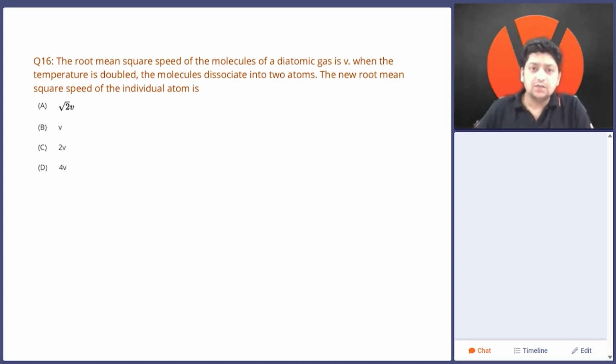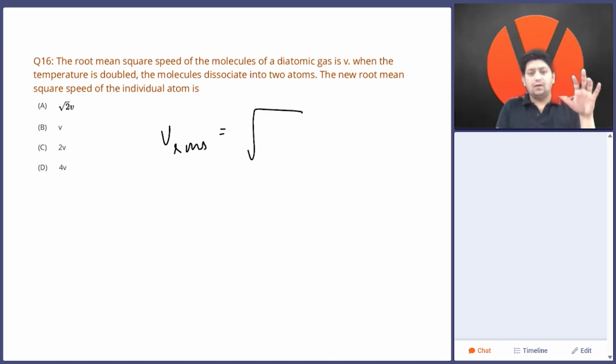The root mean square speed of molecules of a diatomic gas is V. So RMS velocity is given as V. When the temperature is doubled, the molecules dissociate into two atoms. The new root mean square speed of the individual atom is, okay. See, we know that V RMS is equal to root of 3RT by M. And from here we can understand that temperature is doubled.